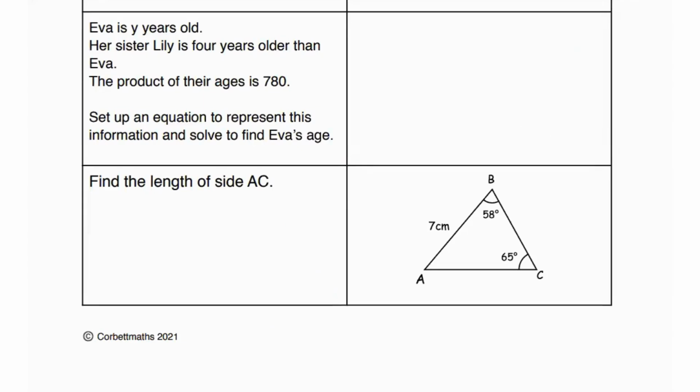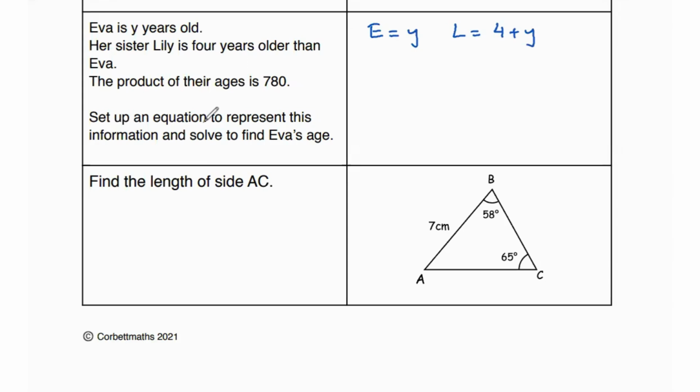Next question says, Ava is Y years old. Her sister Lily is 4 years older than Ava. The product of their ages is 780. Set up an equation to represent this information and solve to find Ava's age. So Ava is Y years old. Lily is 4 years older than Ava.